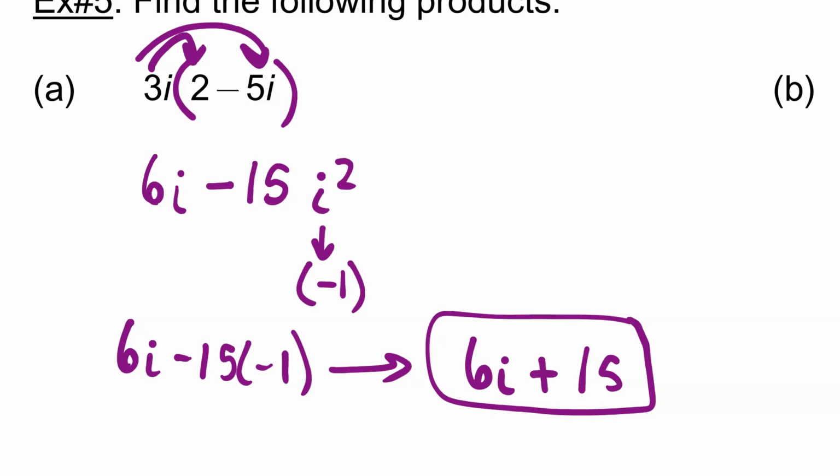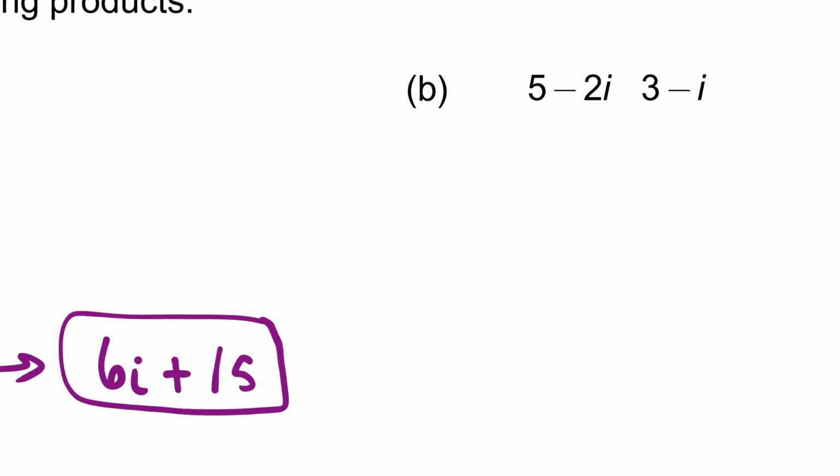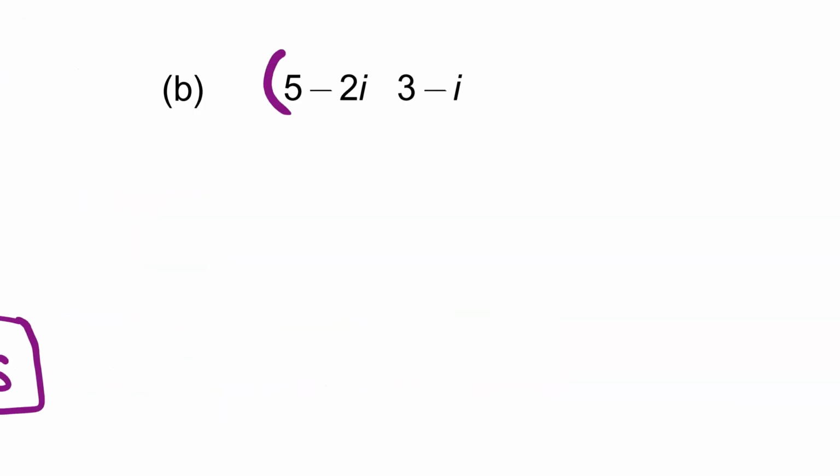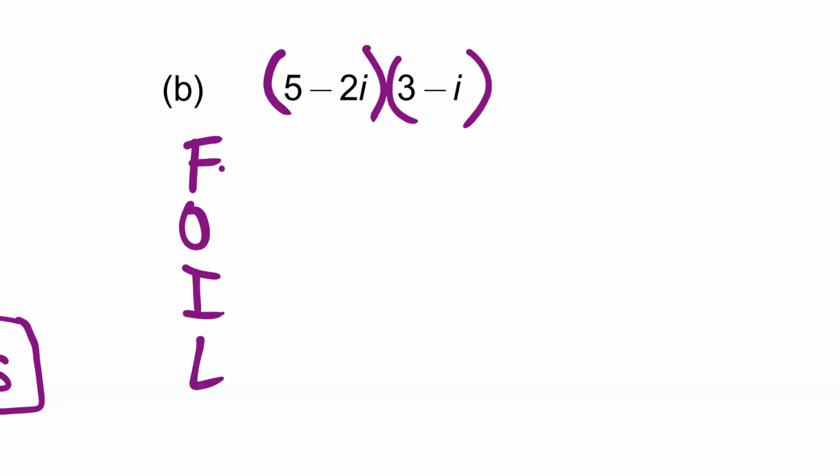Now let's try B. I'm looking at B and I have 2 binomials being multiplied. Normally when you have 2 binomials, you must FOIL. You guys know what you're supposed to do. It just looks a little weird. That's it. We're going to FOIL: first, outer, inner, last. I'm just going to write that out.